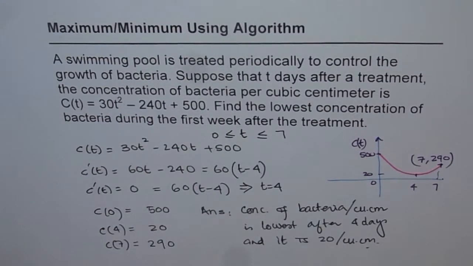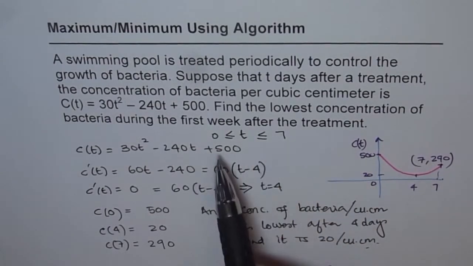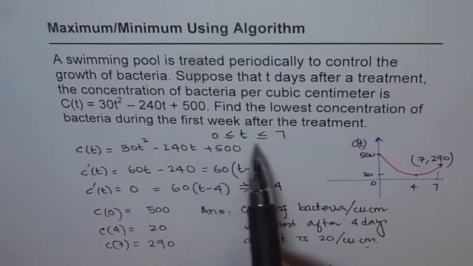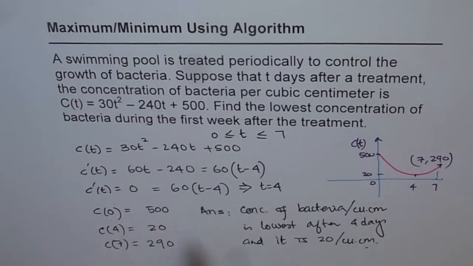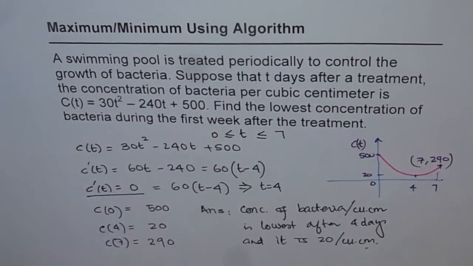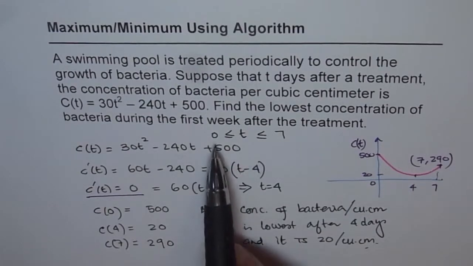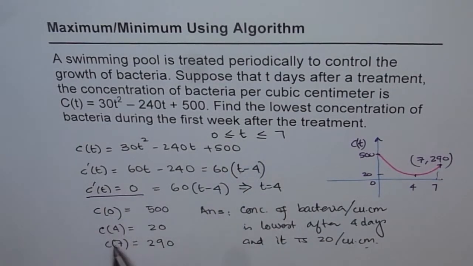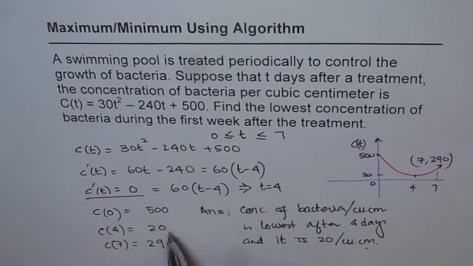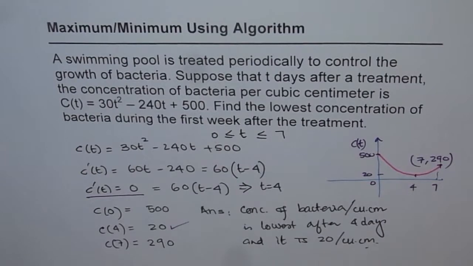To summarize, the algorithm is that we first find the boundary conditions, as in this case. First week means 0 to 7 days. And then we find the critical number, that is, equating your first derivative to 0. Once we find the critical number and these two boundary conditions, we check the values at these points. The lowest of these will be the absolute minimum, and the highest will give you the absolute maximum. In this particular case, we were interested in the lowest concentration, and therefore we had this answer C of 4 equals 20, right? So that is how we need to do such questions.